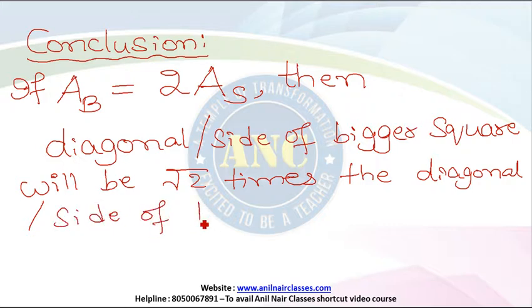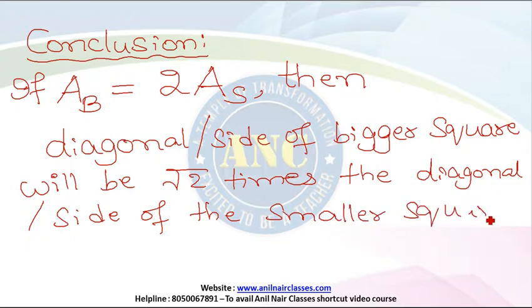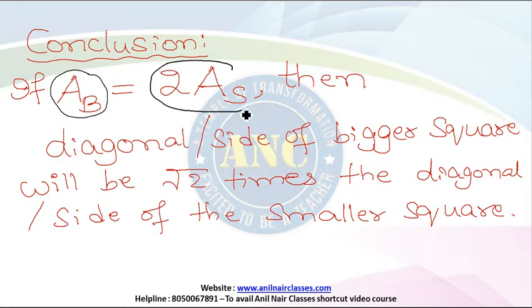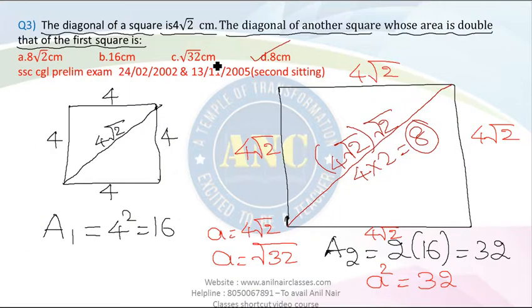Sir, what are you talking about? I did not understand. Can you please show it with the previous question you just solved? Yes, definitely. The area of the bigger square is 2 times the area of the smaller square. It is given in the question also.